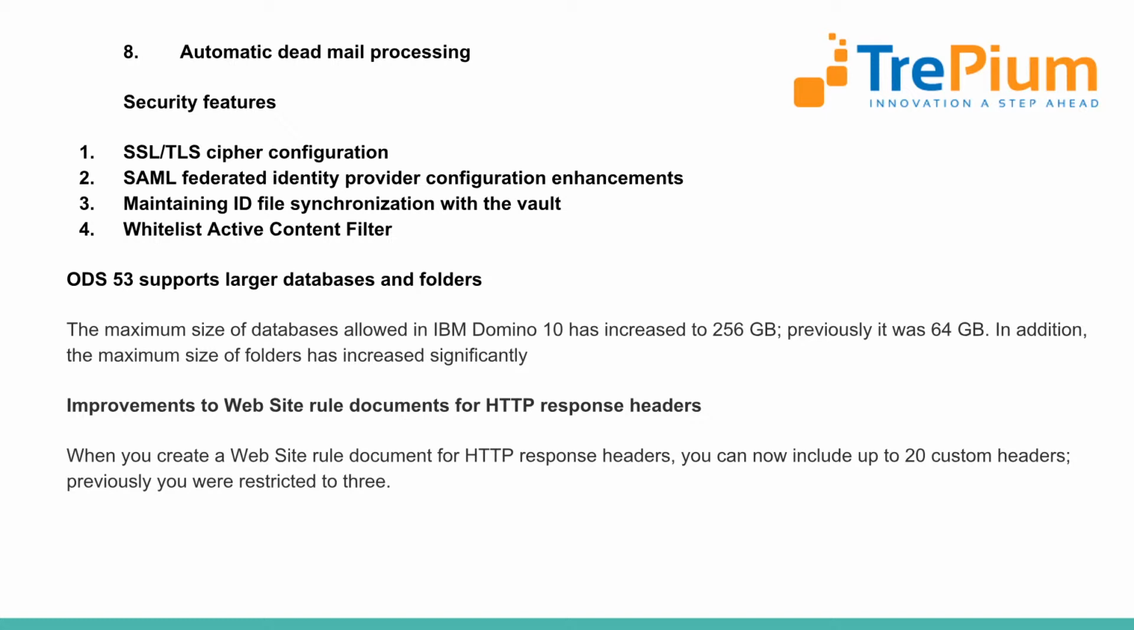Improvement to the website rule document for HTTP response header. When you create a website rule document for HTTP response header, you can now include up to 20 custom headers. Previously, you were restricted to 3 only.